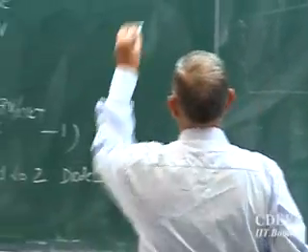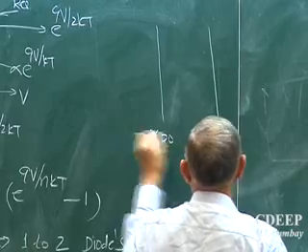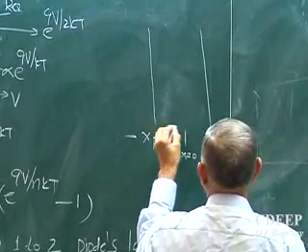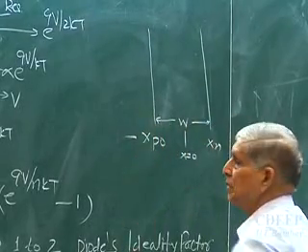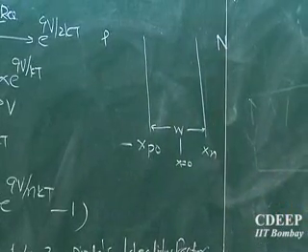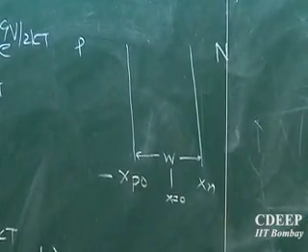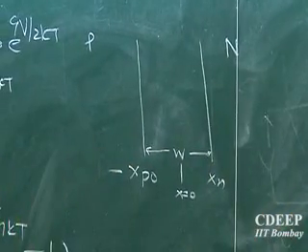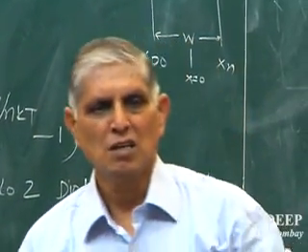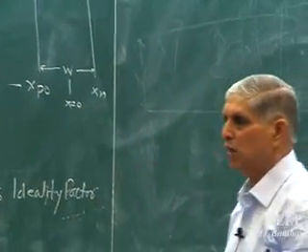One major reason why this is happening: if this is your depletion layer, W is the width of the depletion layer, this is my P side, this is my N side. In deriving those equations so far, we assumed that there is no recombination generation term available in the depletion layer. But in reality, this assumption is not valid.